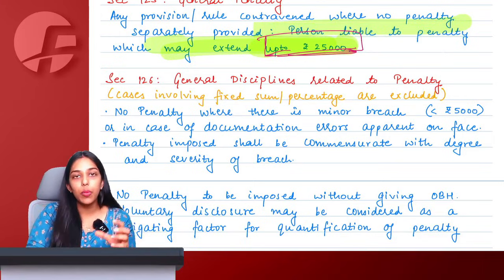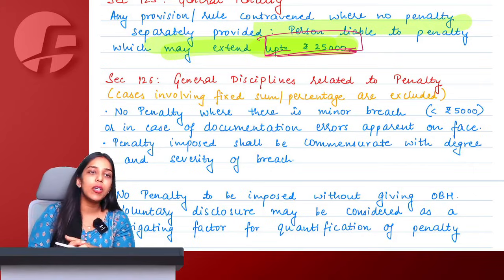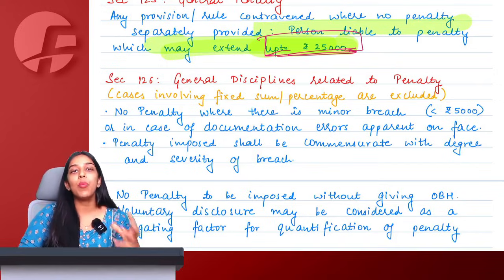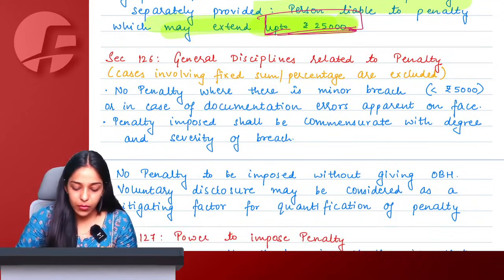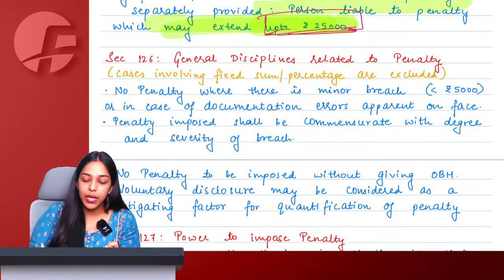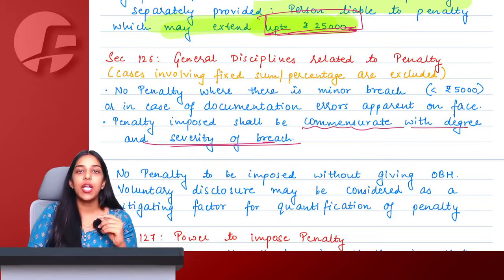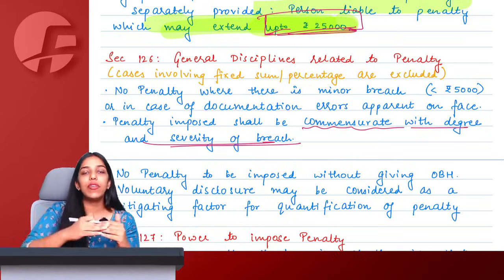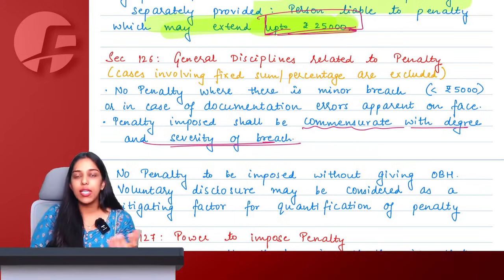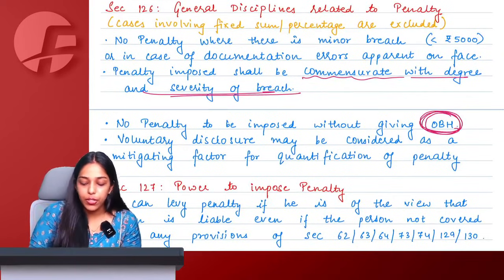But what to be done in these situations where they have given a range to the officer that anything between 0 to this, up to this amount you can levy, then how to decide how much penalty should be levied? Here in this case we say that, see, you have to impose penalty which is commensurate with the degree and severity of the breach. If the breach is severe, then you levy high penalties. If the breach is not that severe, okay, it happened, you can also levy less penalties. Also, you will not levy any penalty without giving opportunity of being heard.